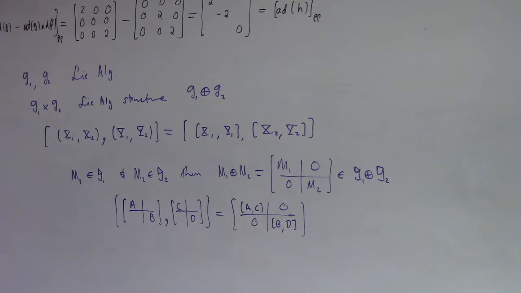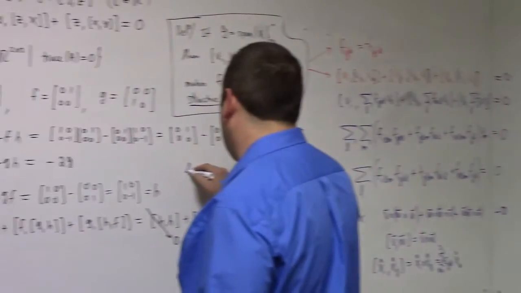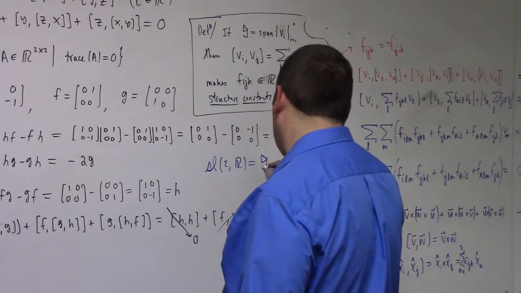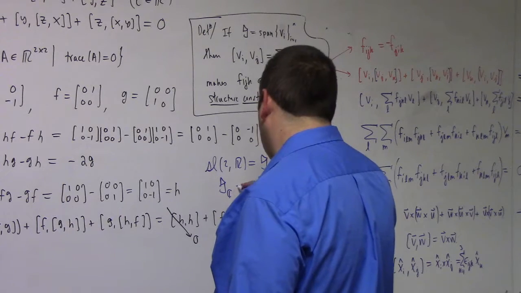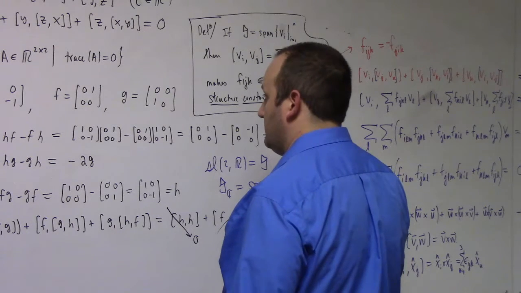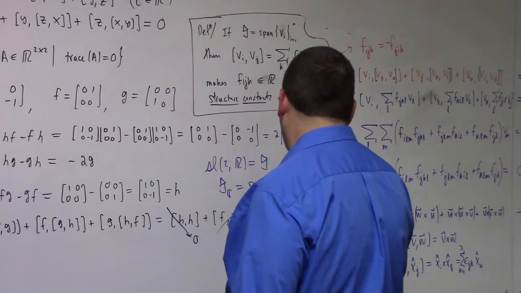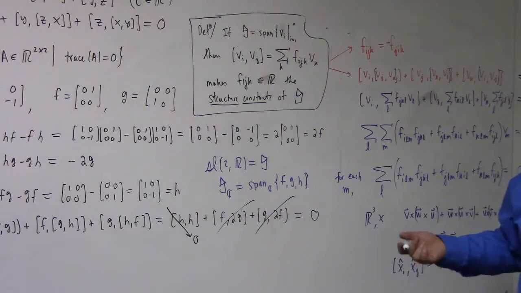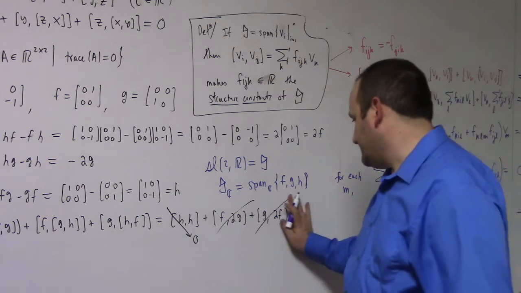Now, complexification. How do you complexify a real algebra? For example, I talked about SL2R here. What would the complexification of this be? Let's say SL2R is equal to G. Then G_C would be the complex span of the basis F, G, H. Basically, you just replace the coefficients with complex coefficients.